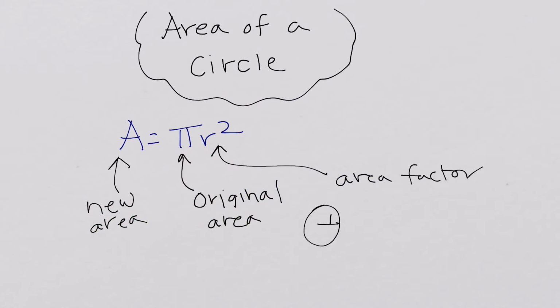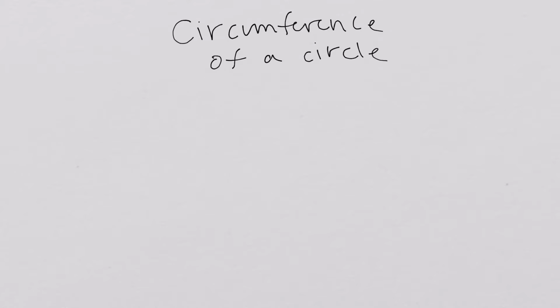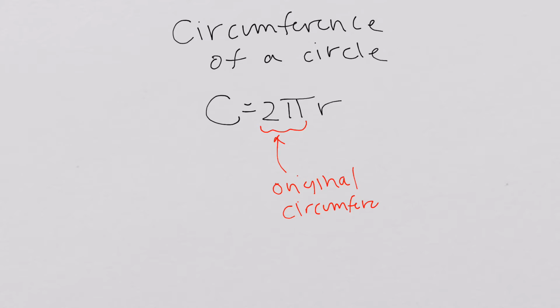The same is true if we're talking about circumference. Let's take a look at that. If we want to know the circumference of any circle, we can use the equation circumference equals 2 pi r. Why does this work? Because 2 pi was our original circumference, and r was our scale factor.